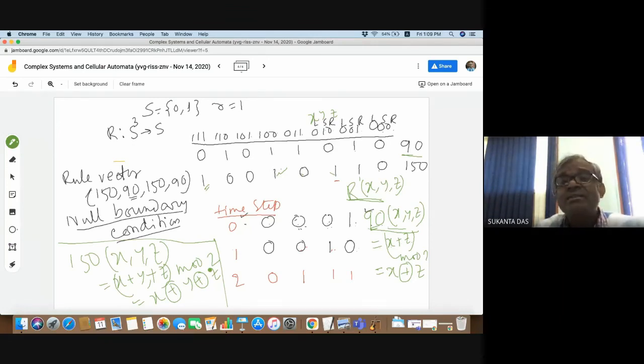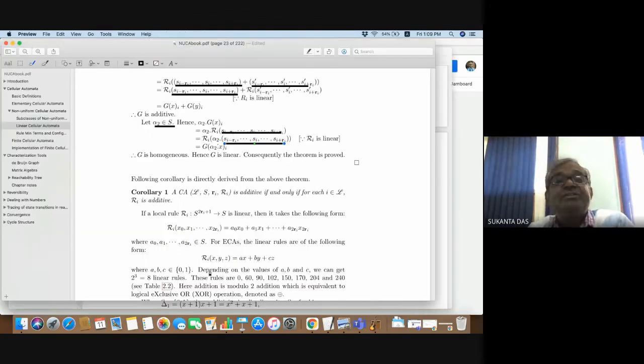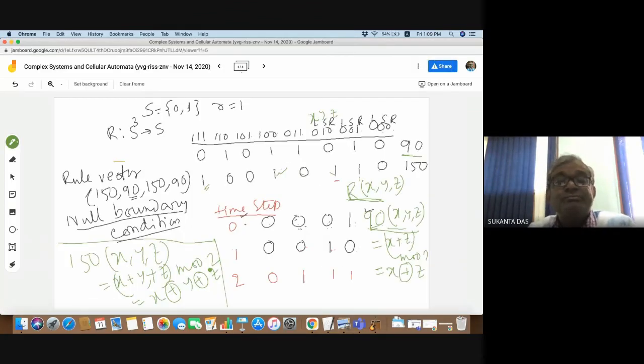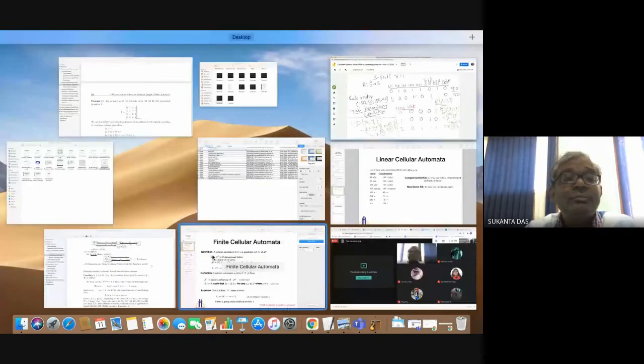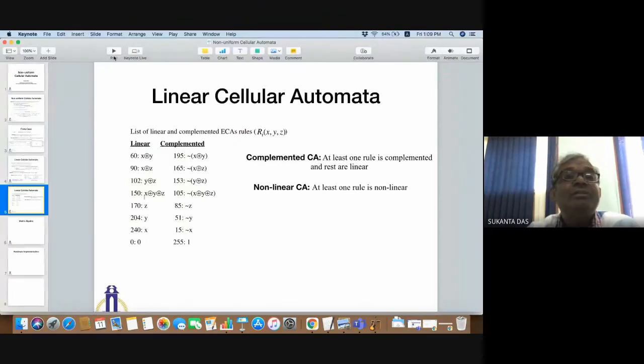How can I get them? Here I get x XOR z as one rule, which is 90. x XOR y XOR z is another rule, 150. In this way, only x XOR y is another rule, y XOR z is another rule. In this way I can get 8 such rules. These are written here.